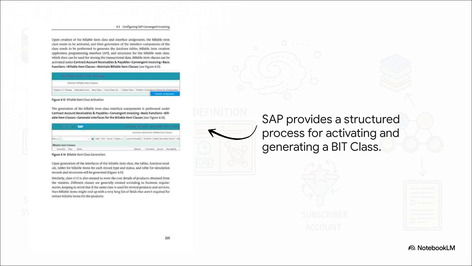And here's what it actually looks like in the system. You can see this isn't just theory, it's a real configuration screen. See that status column? A class starts as in processing while you're building it. Then, once it passes all the checks, you activate it, and boom, it's active, ready to be used.